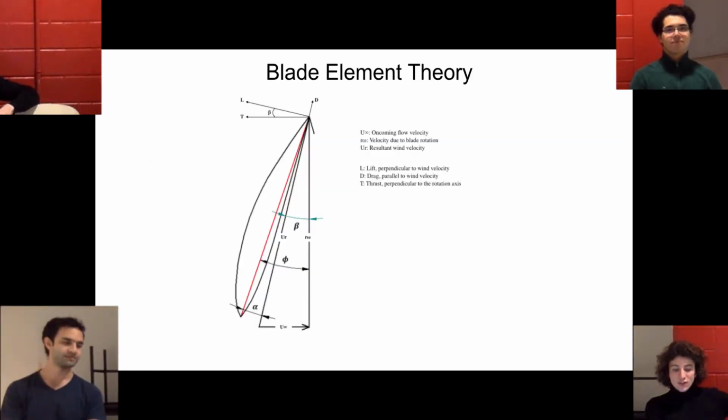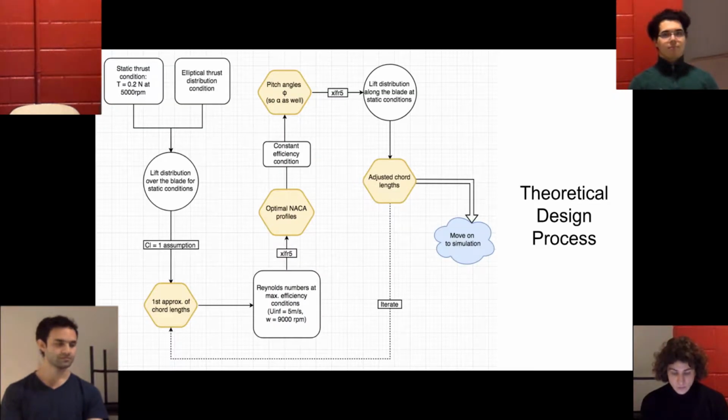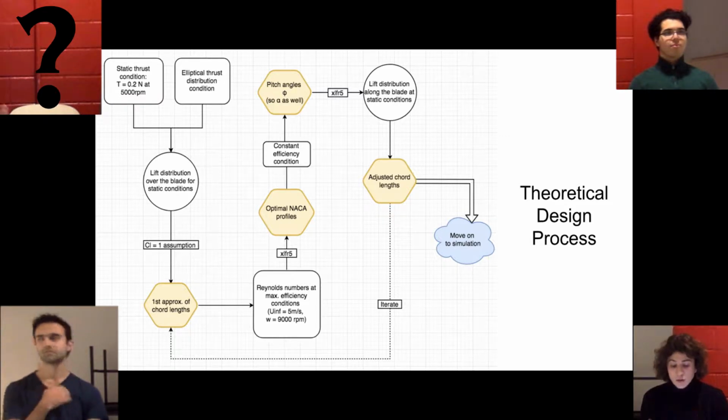Okay. So to generate our first design, we used the blade element theory combined with some data that we pulled out of the software XFLR. So this is a flowchart of the process that we use to get some results, to get some design criteria that we could use to make a first kind of like design of a propeller.